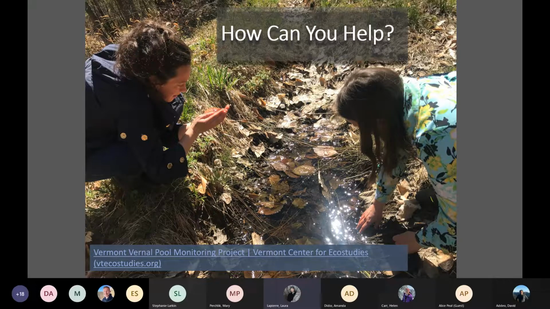And there is a community science project called the Vermont Vernal Pool Monitoring Project that's held by the Vermont Center for Eco Studies. And they're collecting data about vernal pool usage, and they're adding them onto maps as to where they're located. We don't know where all of our important vernal pools are, and these are very critical habitats for these species to continue to thrive in Vermont. So this is a really rewarding piece of work that you can be doing, and vernal pools are really hard to find. So the more eyes and ears, definitely the better for us.